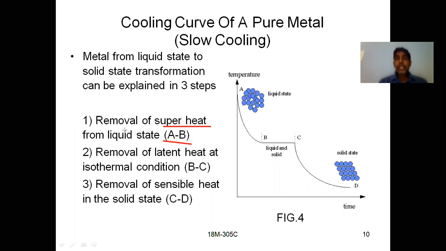That means superheat from the liquid is removed. And next, if you see, removal of latent heat at isothermal condition. Isothermal means the temperature is constant. And if you see the curve, B to C, it is a constant line. That means it is a straight line. So the temperature is constant at B and C throughout this line B to C. So removal of heat at isothermal condition B to C.